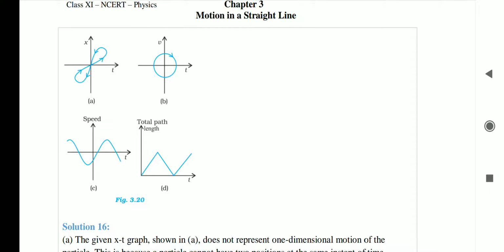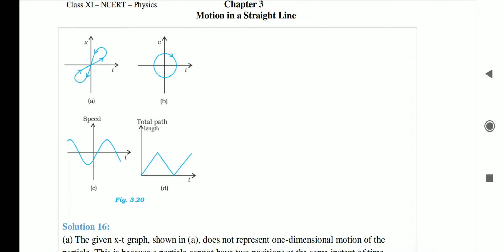Now this is an xt graph. Now we have to tell whether this graph is possible or not. Now have a look at one specific time t, the particle is having two positions. एक particular time में body की दो positions हैं, which is not possible. So the first graph is not possible.